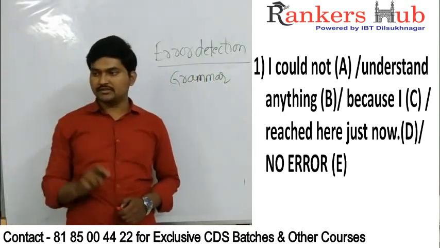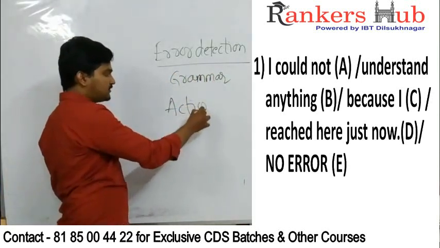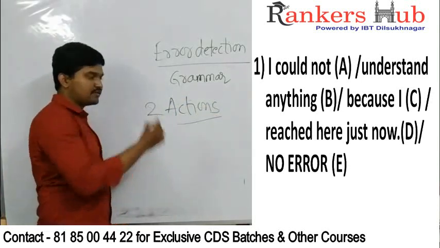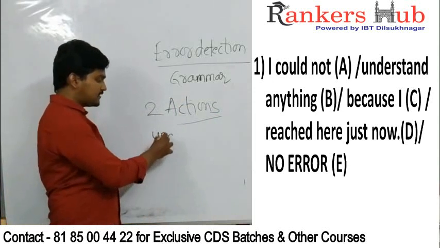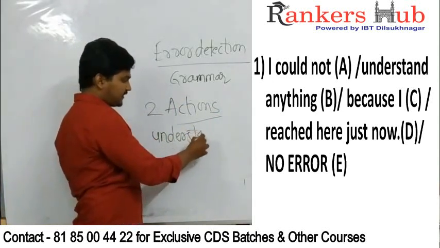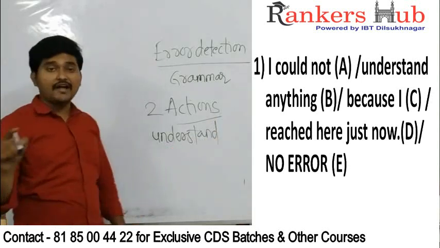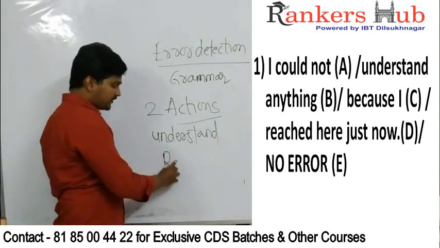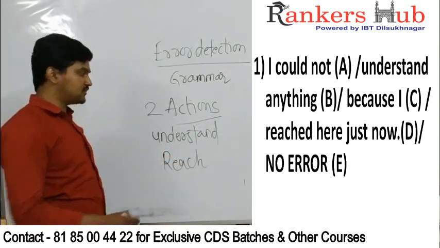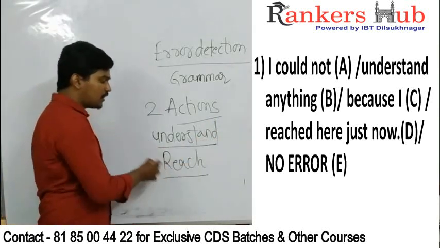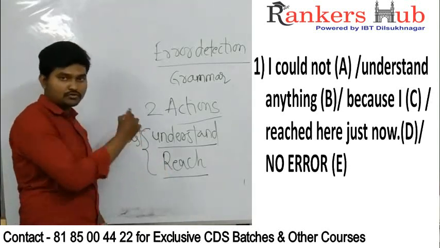Now this sentence contains two actions, guys. The very first action is "I could not understand." The first action is understanding, whereas the second verb that you can find is "I reached." Reaching is one more verb in the statement. There are two actions and both are already completed. Both of them belong to past tense.